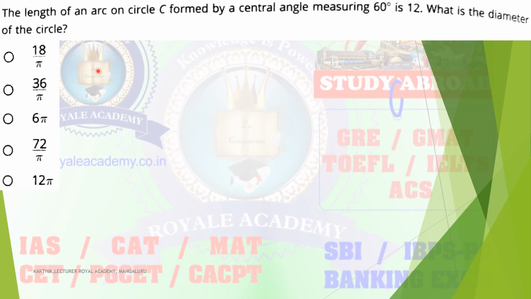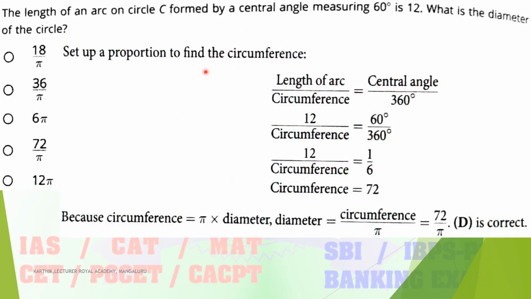For this one, there is an equation for the length of an arc. The length of an arc divided by the circumference is equal to the central angle divided by 360 degrees. This relationship you just remember. Length of arc divided by circumference is equal to central angle divided by 360 degrees.